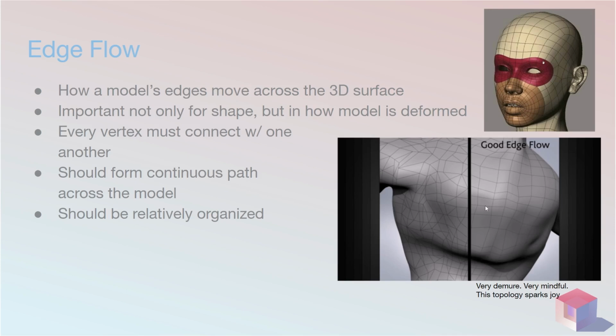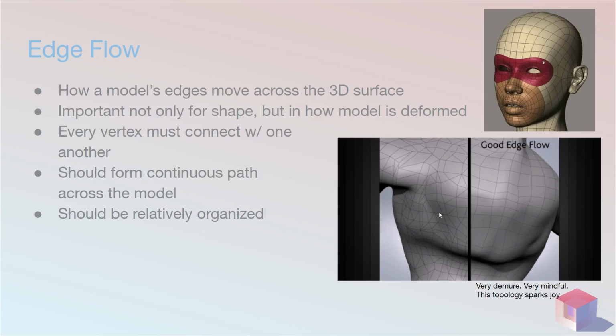So you see how in this example of good edge flow, these edges go across the entire width of their shoulder, right? Like this head here, they go all the way around and loop back around. This is called an edge loop. And they should also be relatively organized, right?